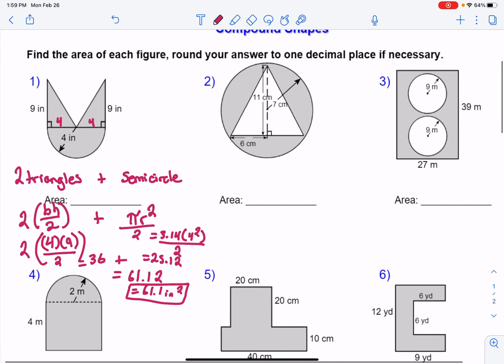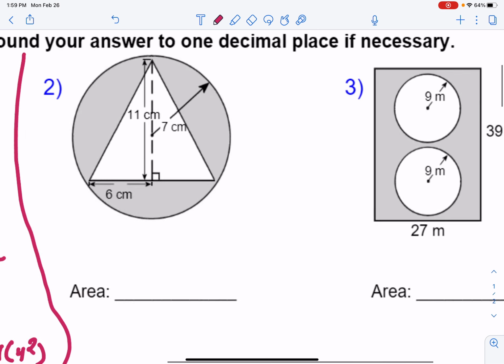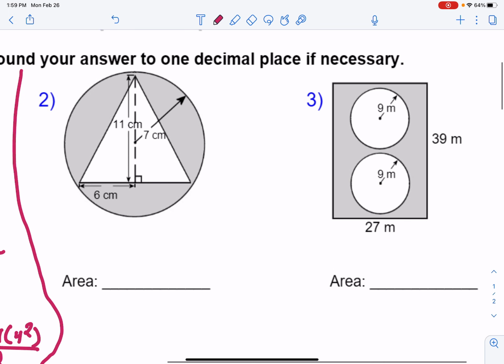All right, let's do number 2. For number 2, the 2 shapes that I see are a circle and a triangle. And they want us to find the shaded region. And whenever you find a shaded region, you're actually finding the difference between the 2 shapes. So that means we're going to find the area of the circle and the area of the triangle, and then find the difference, which means we're going to subtract the area of the circle minus the area of the triangle.